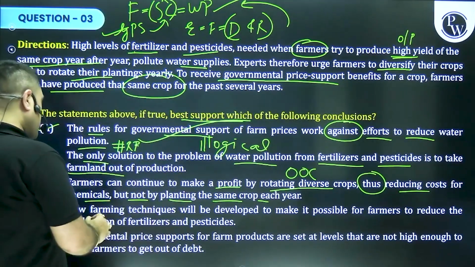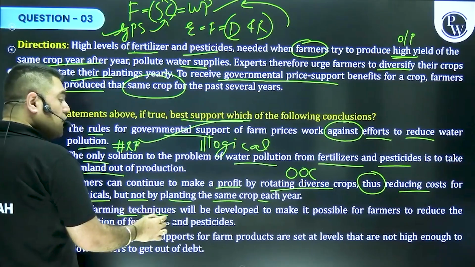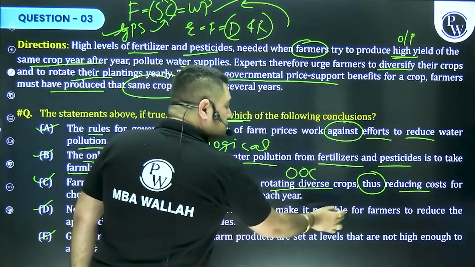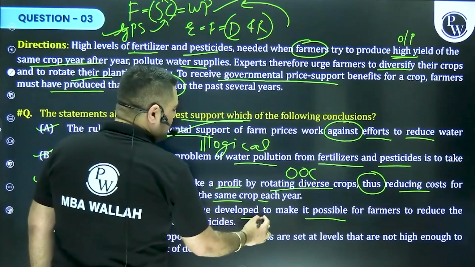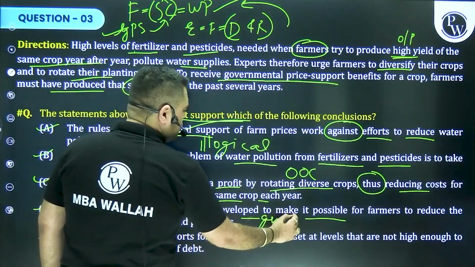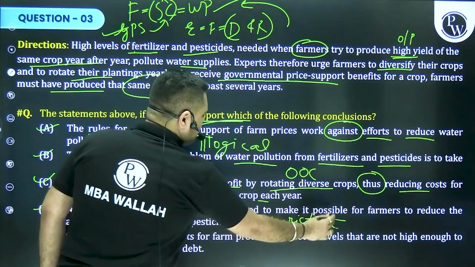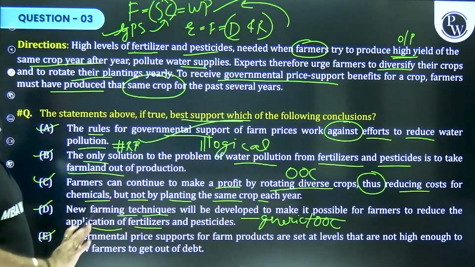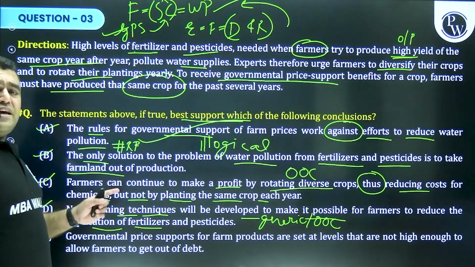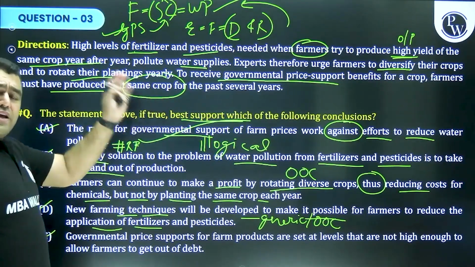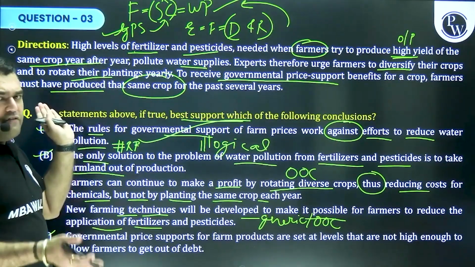Option 4: New farming techniques will be developed to make it possible for farmers to reduce the application of fertilizers and pesticides. Beta, this option is simply too generic. This option is even out of context. Don't even bother. Nikalo isko. What? We are not talking of all of this. I'm sorry. We are just telling them, hey farmer, do that. Why does he do this? But the farmer says the government benefit will only come then.